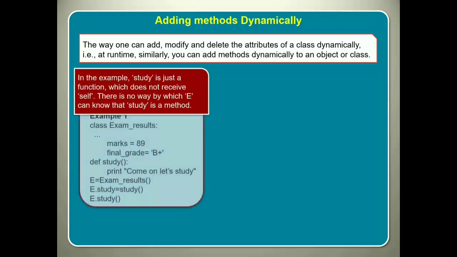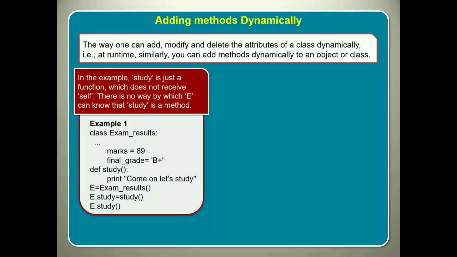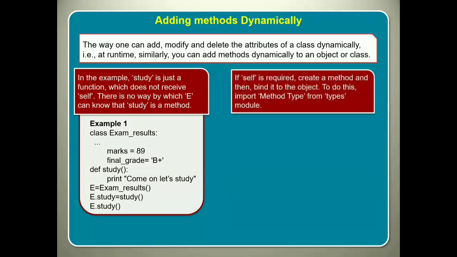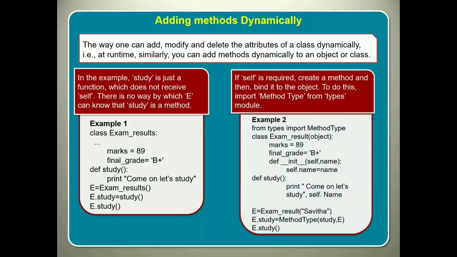In this example, study is just a function which does not receive self. There is no way by which E can know that study is a method. If self is required, create a method and then bind it to the object. To do this, import MethodType from the types module. Take a look at the following example to understand this.